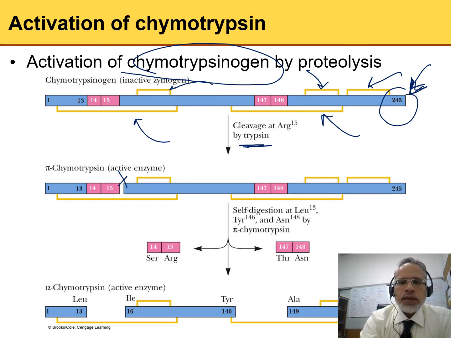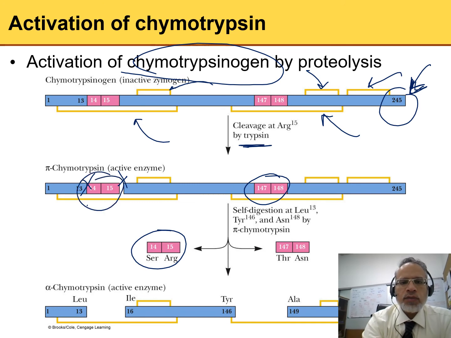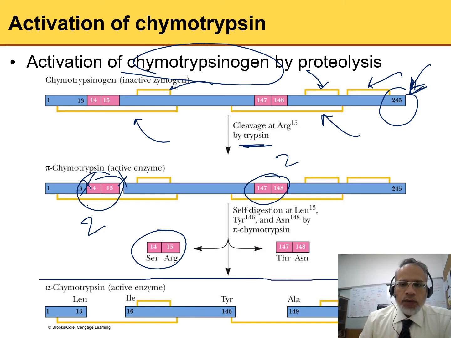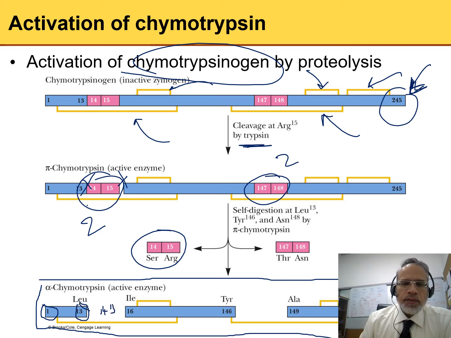But what it does is make it into a slightly active form, so it starts cutting itself. It chops this part out and takes this part out. So there are 2 amino acids removed here and 2 amino acids here, so you have lost 4 amino acids. That leads to the alpha chymotrypsin shown here. If you look at amino acid number 1, it goes to 13, then 14 and 15 are missing, and it jumps to 16. So now you can see there's a change in the primary structure.